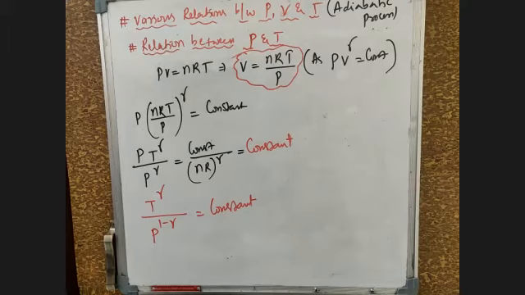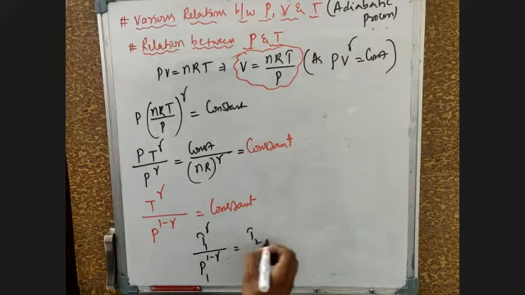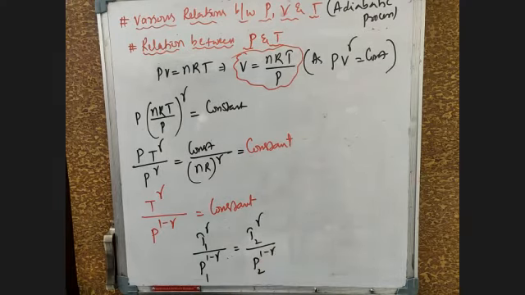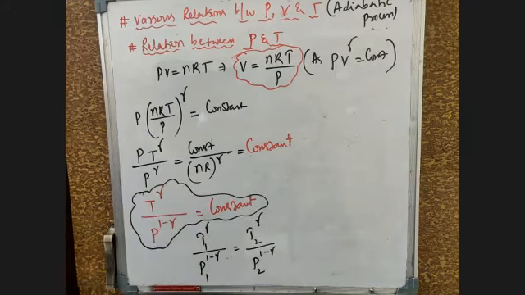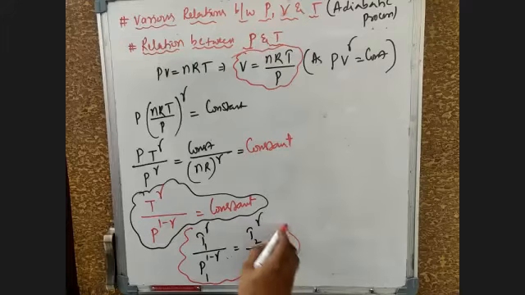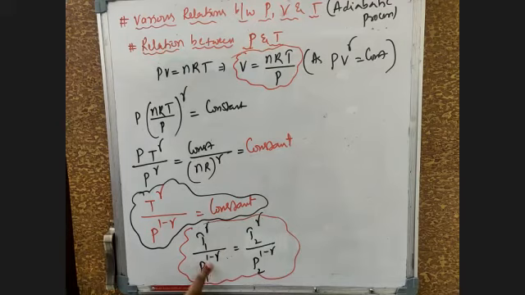So ultimately what I'm getting is T1 to the power of gamma divided by P1 to the power of 1 minus gamma is equal to T2 to the power of gamma divided by P2 to the power of 1 minus gamma is equal to a constant term. This is another relation you need to remember in the adiabatic process: T to the power of gamma, P to the power of 1 minus gamma is equal to constant. Clear?